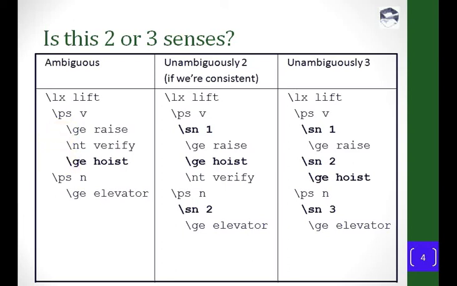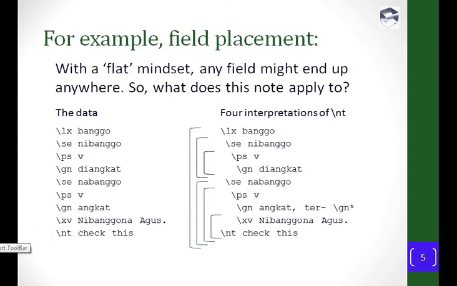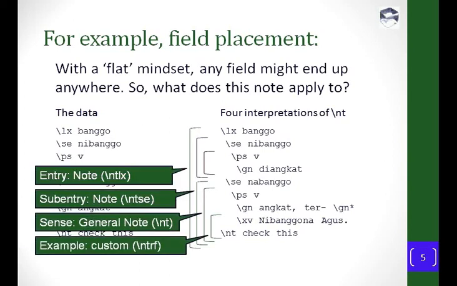If we can make all of the senses begin in a consistent way, then we have a better chance of doing a clean import. Remember that this data has been entered as a flat text file, and so any field might really end up anywhere. For example, here's a note field, but what does it apply to? There are actually 4 interpretations here that Flex can import. It might apply to the entry as a whole, it might apply to the last subentry, to the last sense, or to the last example. And in order to import these, we would need to use separate markers for each one of those, such as NTLX, NTSE, NT, which is the default mapping Flex would use, or NTRF to apply to an example.